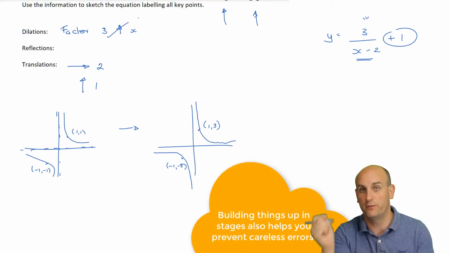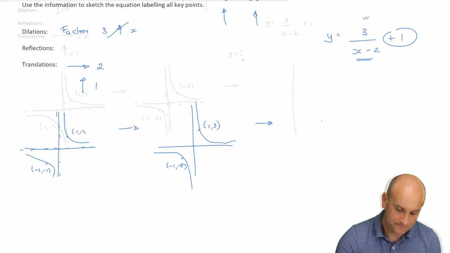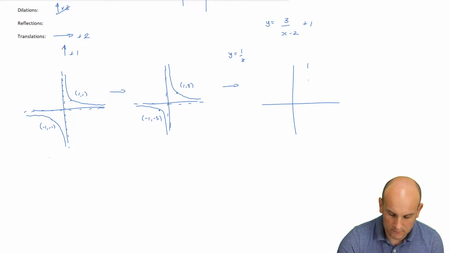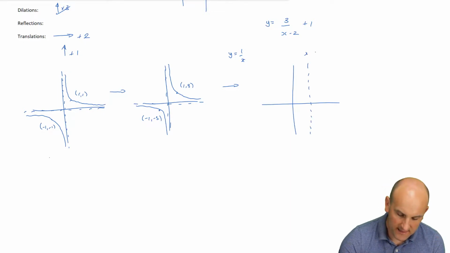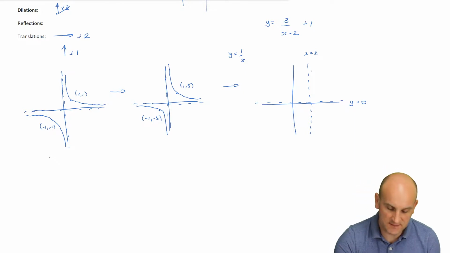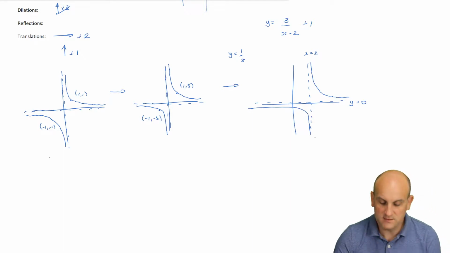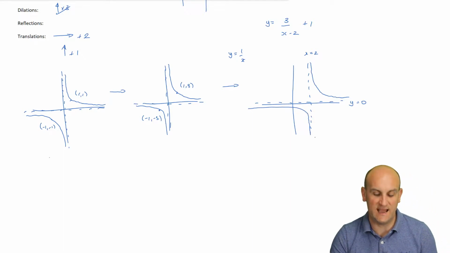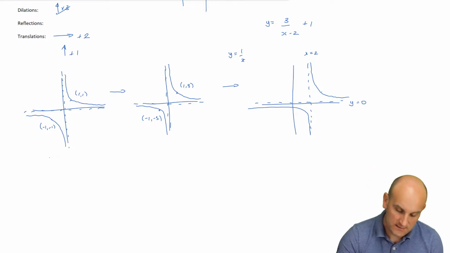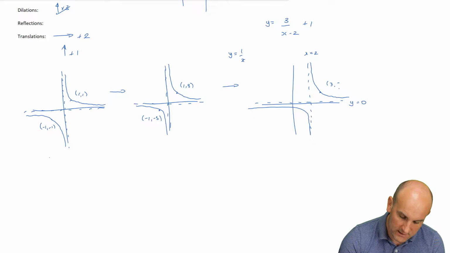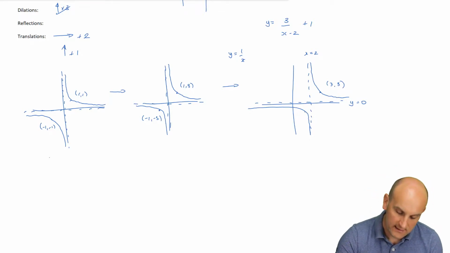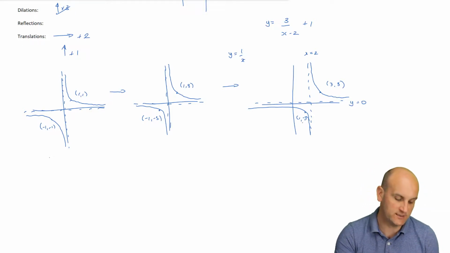Translations of 2 units to the right, getting it right for my camera, means that, so 2 units to the right. Well, the first thing that's going to move is my asymptote. So that's going to become x equals 2 there. I know this asymptote stays at y equals 0. And I like having my asymptotes because they effectively give me a guide through which to draw my graph. So there we go. Now, having got that, all I need to do is add 2 onto each of my known values. So that was 1, 3 is now going to become 3, 3. And this was -1, -3 is now going to become 1, minus 3. There we go. So that's my translation of +2.